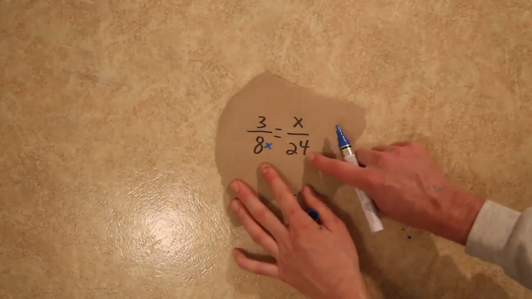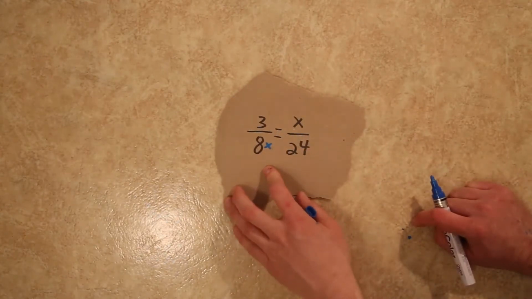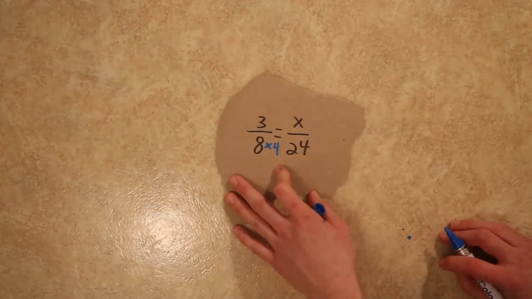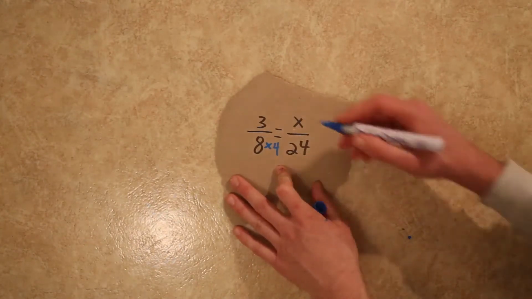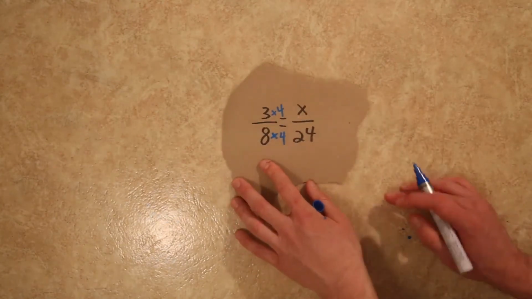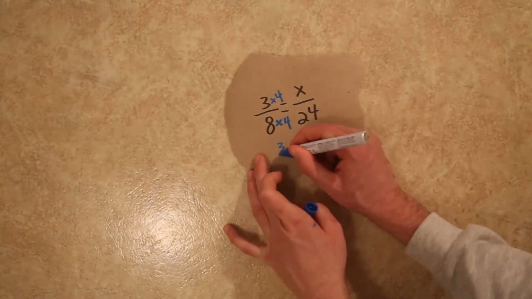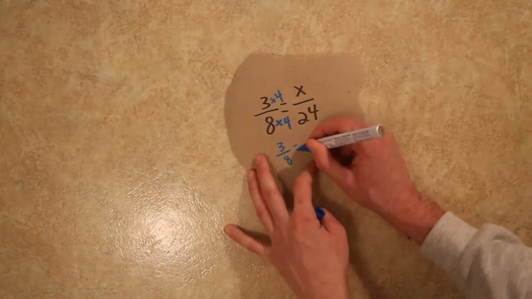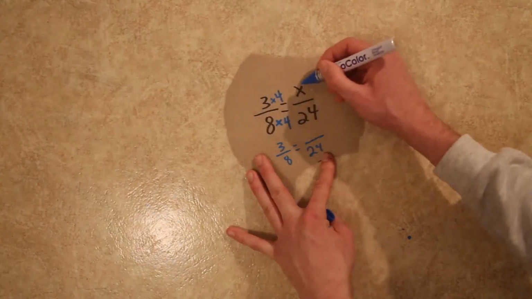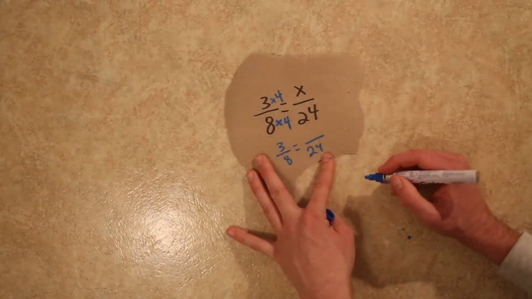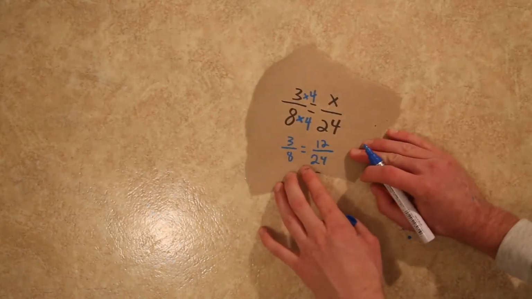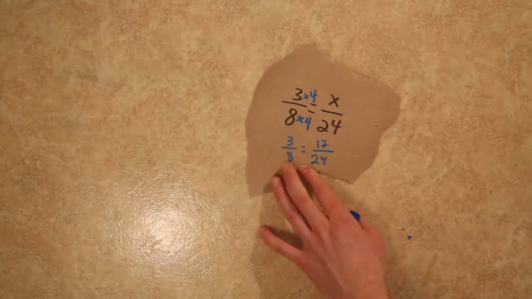8 multiplied by what number is 24? 4. Then what do? What you do to the bottom, you do to the top. So, I'm going to rewrite it. 3 over 8, which is correct, equals 24, and then I do the top up here to get this answer, and that answer is 12. Equivalent fractions. Last one.